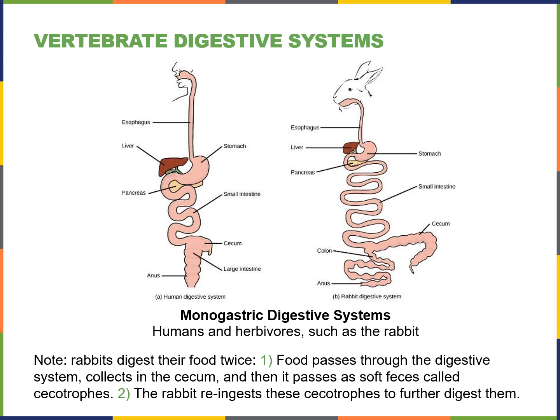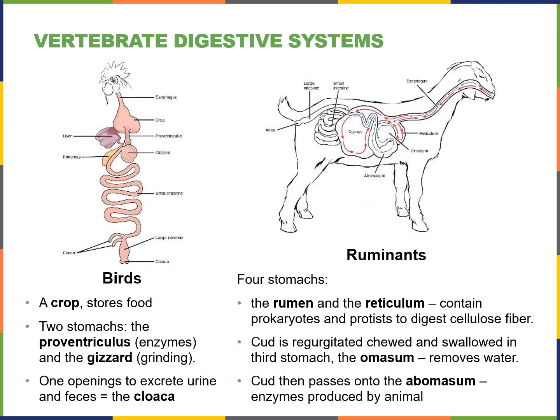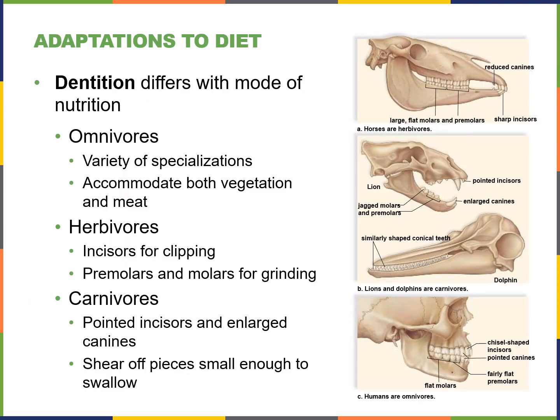So going over some vertebrate digestive systems, we're going to focus on monogastric digestive systems because that is what humans have. Other herbivores like rabbits also have it, but rabbits actually go through and digest their food twice. But monogastric means one stomach basically, one pass through this gastric digestive system. Birds and ruminants are a little bit different. I'll let you go over that if you're interested in it. It's here or in your book.